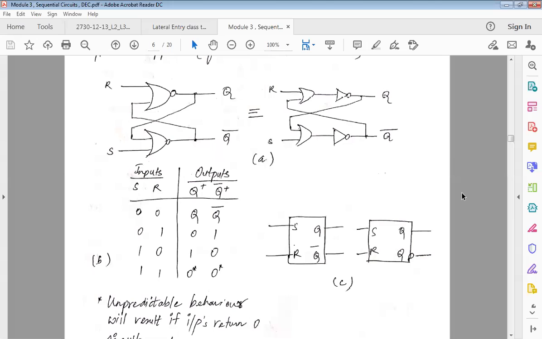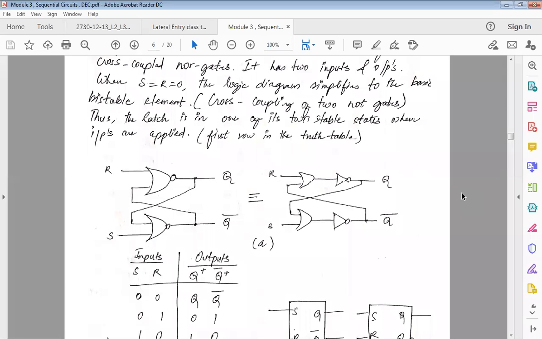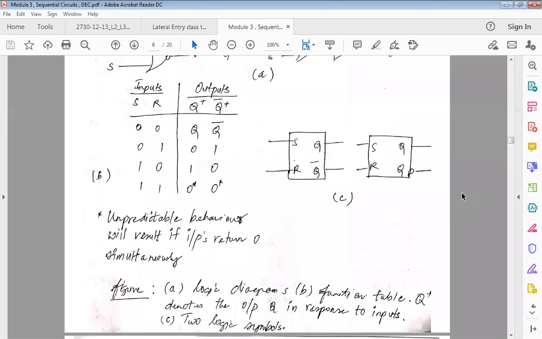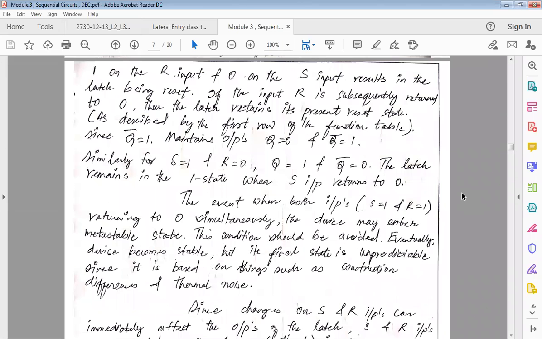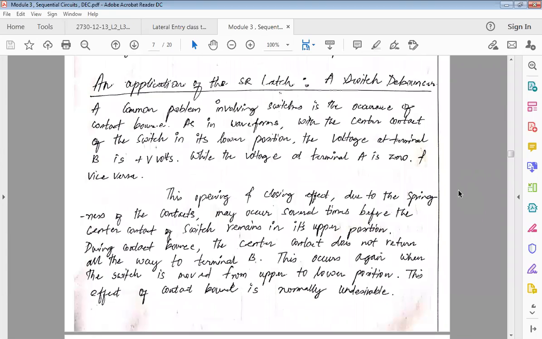So we have seen a lot of types of latches and flip-flops, right? So RS, then JK, T, D. We have seen a lot of flip-flops and latches. One of the applications is a switch debouncer. So you should understand what I mean when I say a switch debouncer.